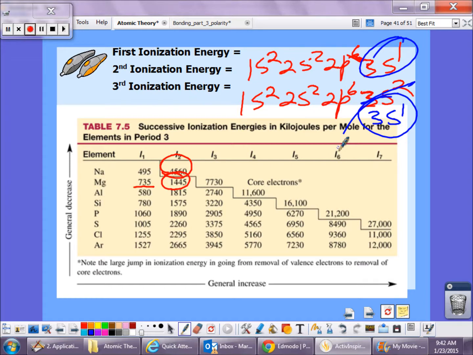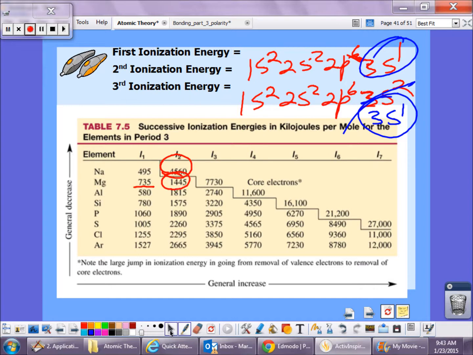Okay, so I need for you to be able to explain all of those big jumps. Not only to be able to explain them, on your test you will have questions where they give you the electron configuration of unknown elements. You need to figure out how many valence electrons those elements have. If you see a big jump, that means you are removing that electron from a core level.